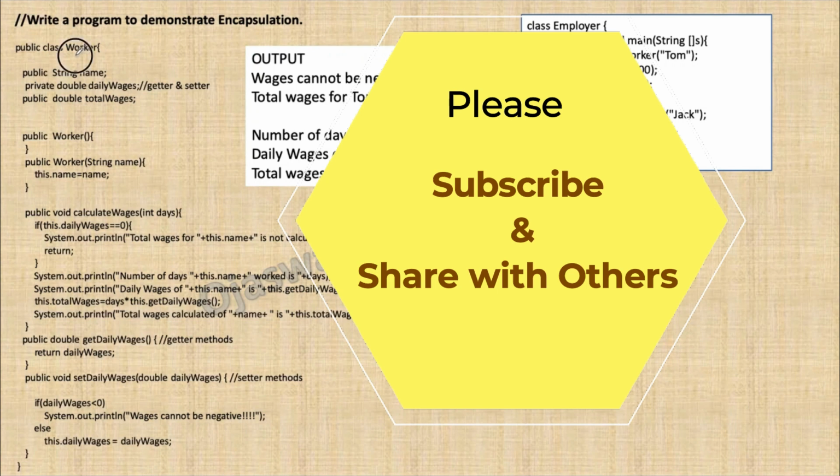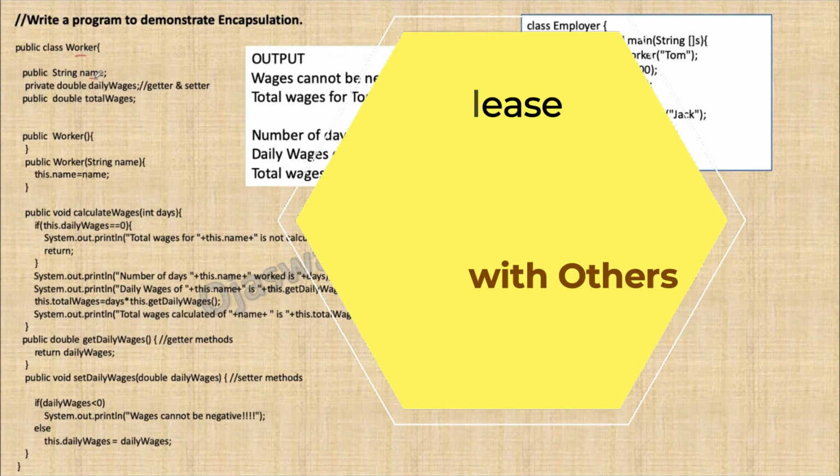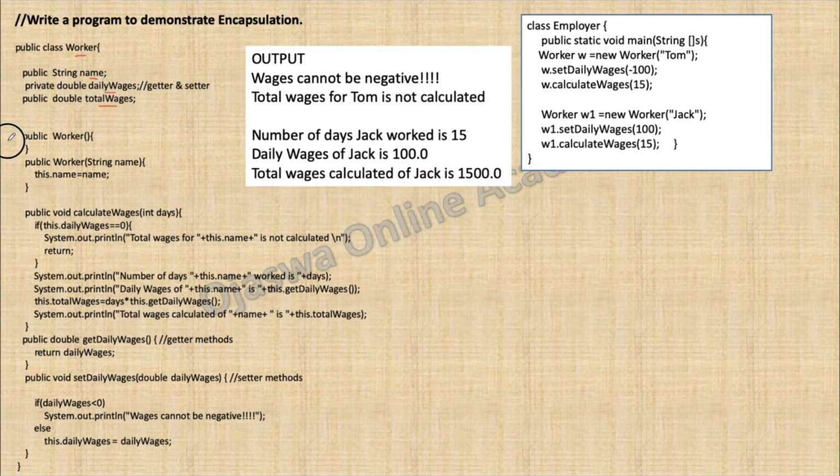Here we have defined a class Worker. We have three instance variables: name, daily wages and total wages. We have a default constructor. We have a parameterized constructor that is accepting the name of the worker. We have a method calculate wages that calculates total wages of the worker. And these are setter and getter methods.